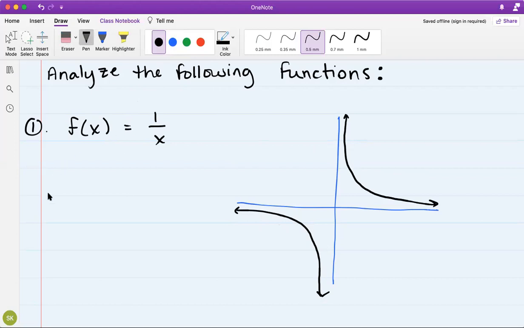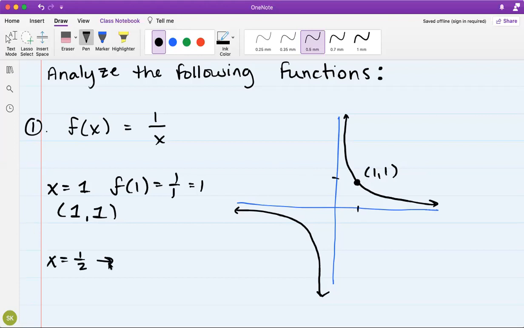For example, if I plug in x equal to 1, I get f of 1 is 1 over 1, so it's just 1. So I have the point (1, 1) on the graph, which is right here. And I could choose something smaller than 1 to plug into the function, like 1/2. Watch what happens when I plug 1/2 into this function. Well, I get 1 over 1/2, which is 2. So at 1/2, I'm up at 2. And in fact, if I plug in 1/3, which is a little bit closer to 0, I'm at 3.